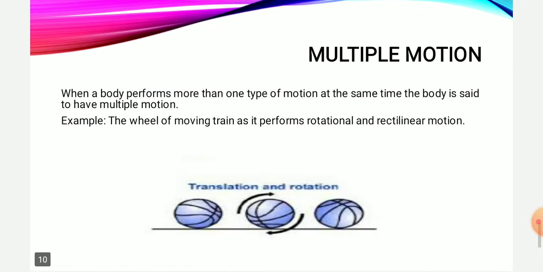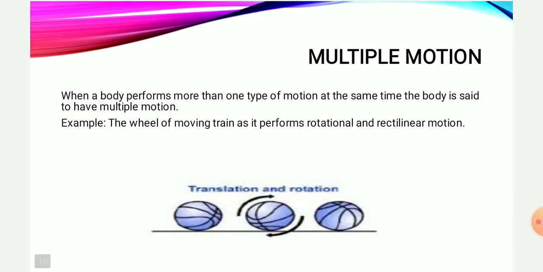Next one is multiple motions. Multiple motions means that it's not necessary that an object will always show only one type of motion. An object can show more than one type of motion.